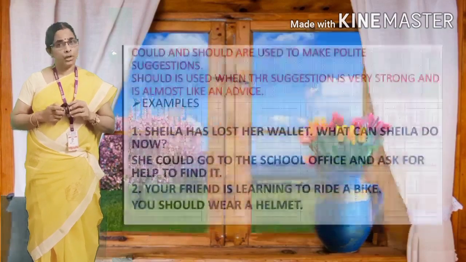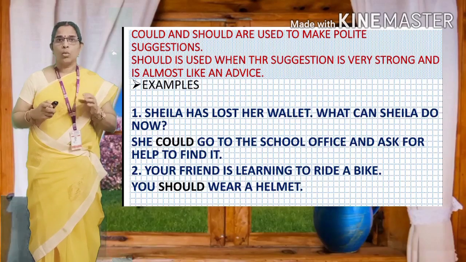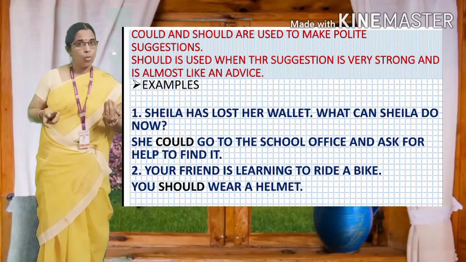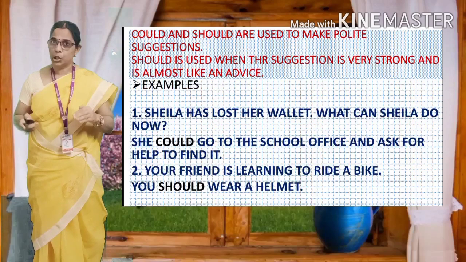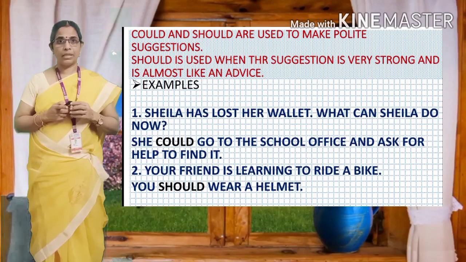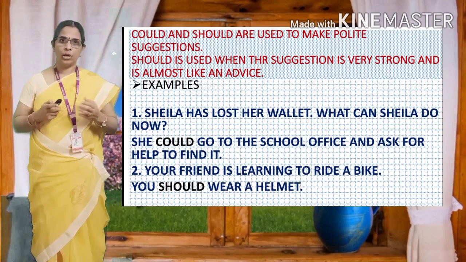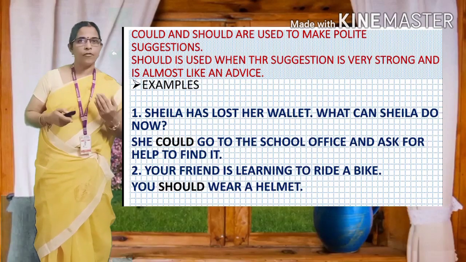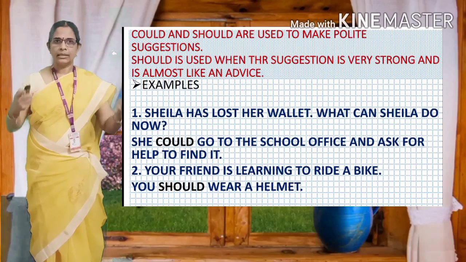Could and should are used to make polite suggestions. Should is used when the suggestion is very strong and is almost like advice. If you are using the word should, that is always like advice. Example: Sheila has lost her wallet. What can Sheila do now? She could go to the school office and ask for help to find it. So that is a suggestion.